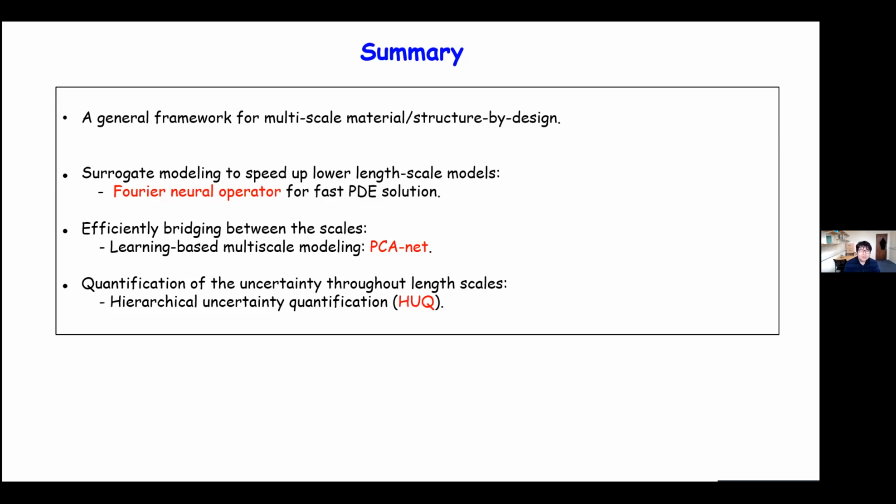And the third question is, how can one quantify the uncertainty throughout length scales? And to this end, we have used the idea of modulus of continuity and proposed this hierarchical uncertainty quantification approach, where we can really quantify the microscale uncertainties and how they propagate to the macro scale.